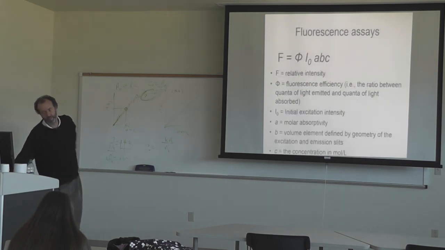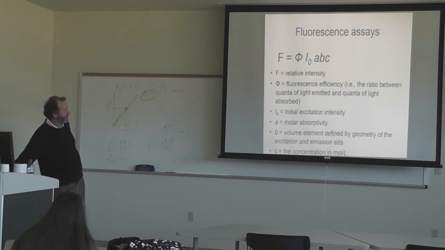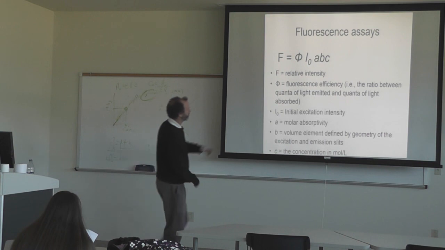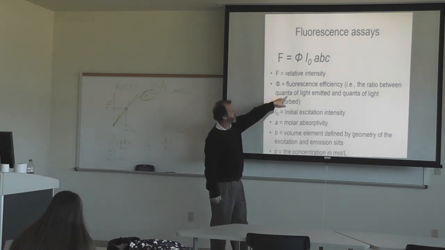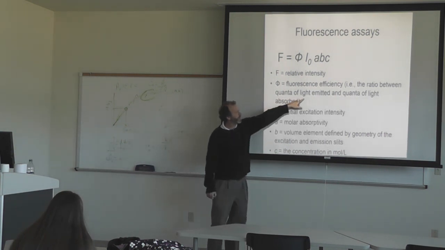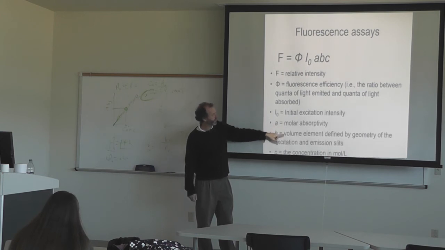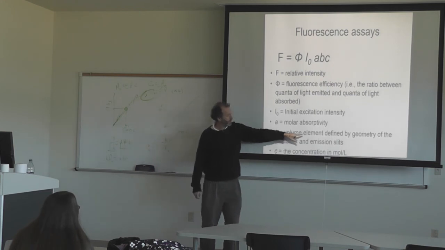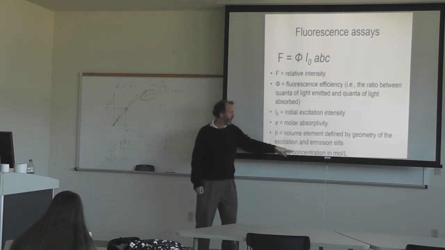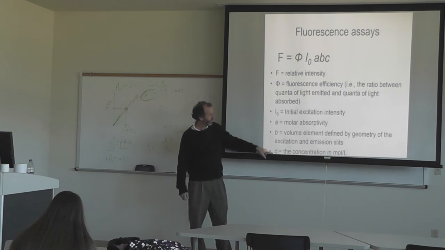Fluorescence assays are governed by this equation: the relative fluorescence intensity is equal to the fluorescence efficiency, which is the ratio between the quanta of light emitted and the quanta of light absorbed, times the initial excitation intensity, times the molar absorptivity, times the volume element defined by the geometry of the excitation and emission slits, and then C is the concentration in moles per liter.